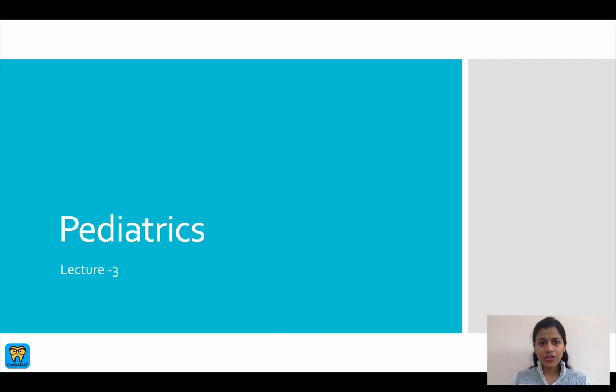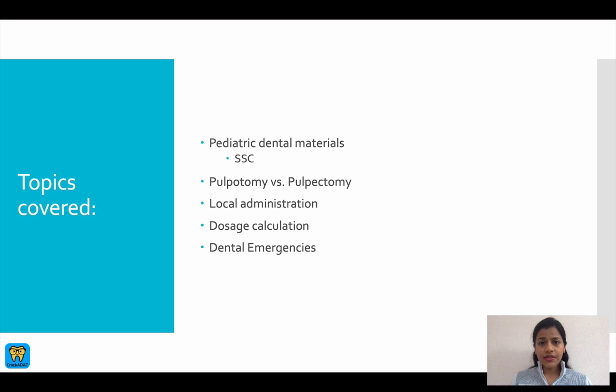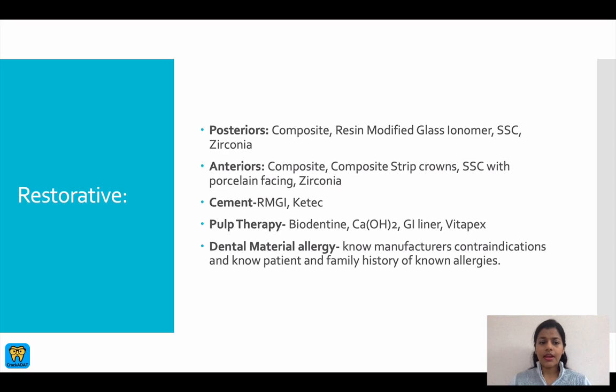This would be our lecture 3, and in today's video we will be covering pediatric dental materials such as stainless steel crowns, pulpotomy versus pulpectomy, local administration of anesthetics, some dosage calculations, and dental emergencies which you can encounter in a pediatric setting as well as an adult setting, but majorly how would you encounter them and what steps we should take for that.